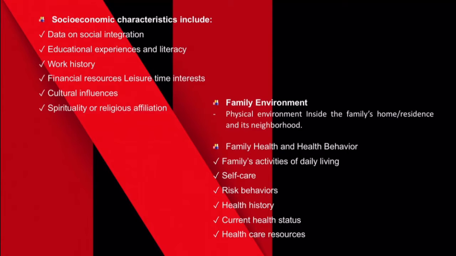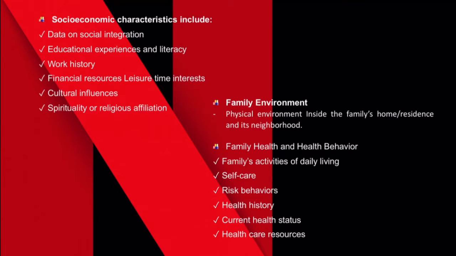And then the second is the self-care. What are they doing to care for themselves? Are they eating a well-balanced diet? Are they exercising? And then the risk behaviors. For example, they are eating unhealthy foods, or have a sedentary lifestyle alongside eating unhealthy foods.